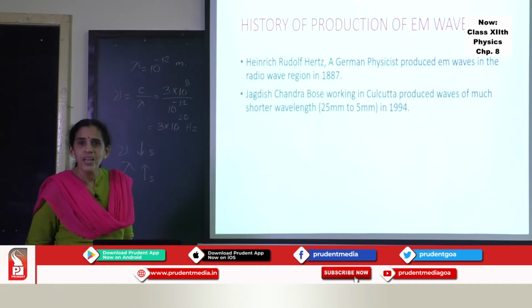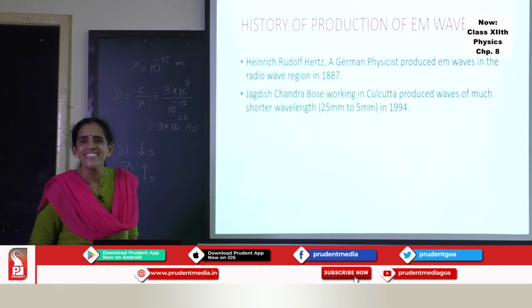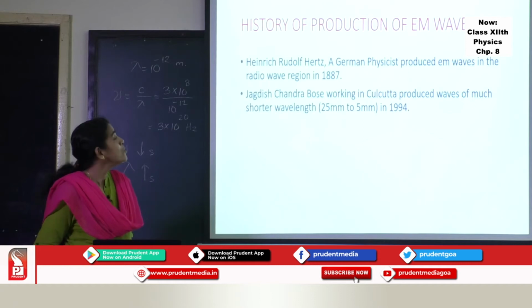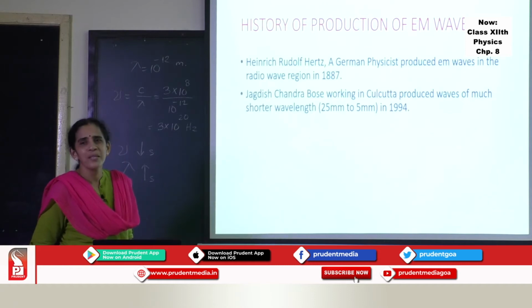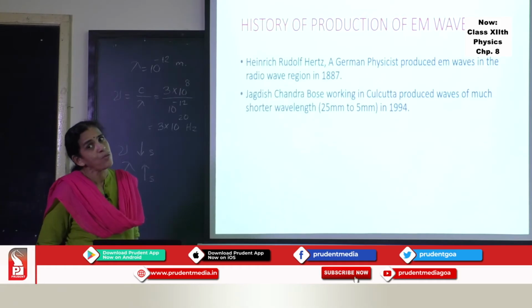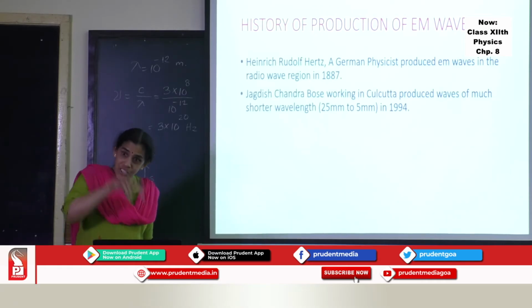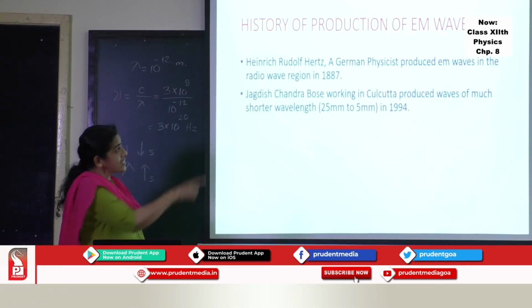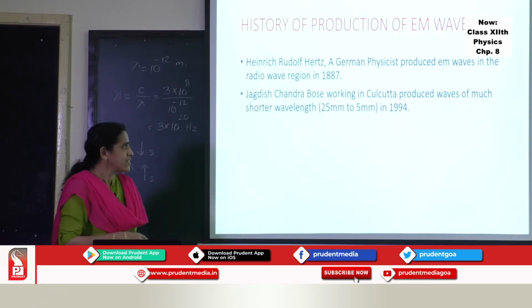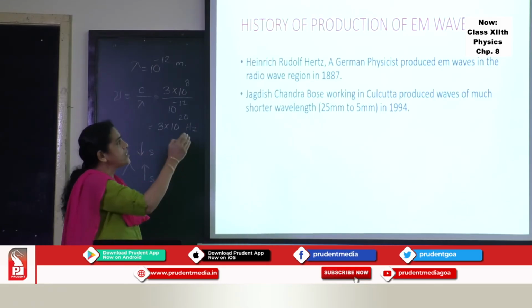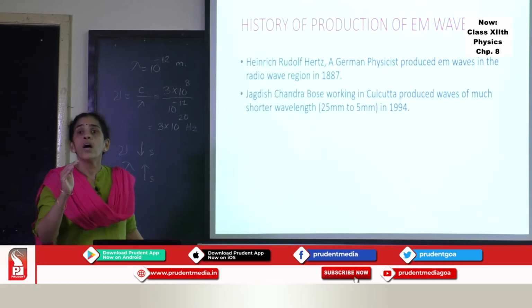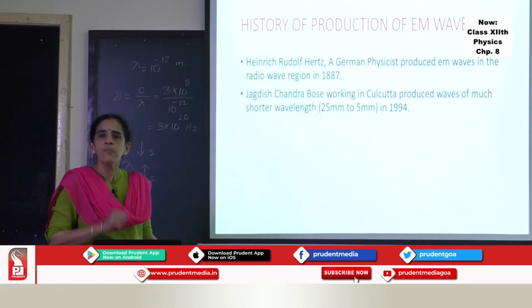Then we also have contributions from our Indians. How many people know about this scientist? Jagdish Chandra Bose, our Indian, from Calcutta at that time, now it is Kolkata. Yes, he produced electromagnetic waves of shorter wavelength. Hertz's waves were of very long wavelength, okay? And the wavelength that Jagdish Chandra Bose produced was 25 millimeter to 5 millimeter.